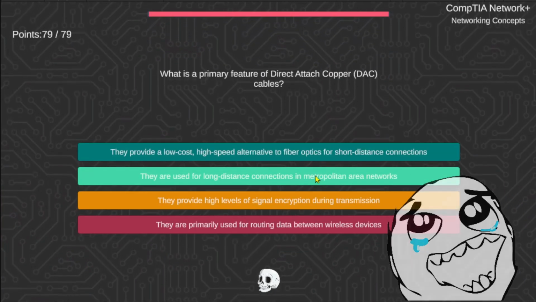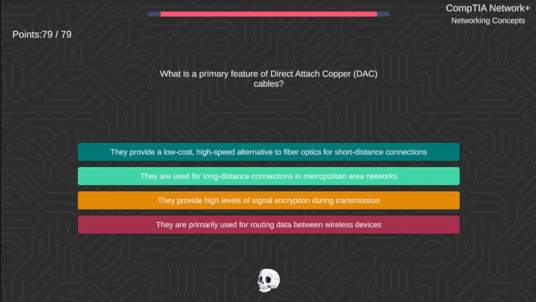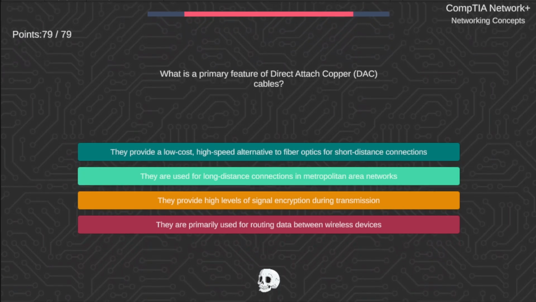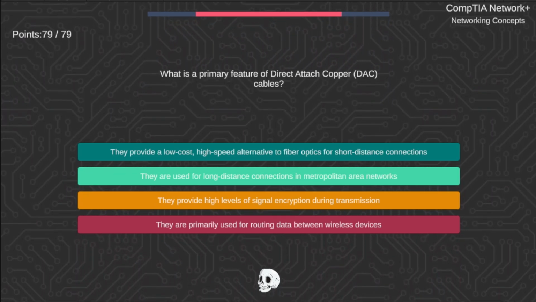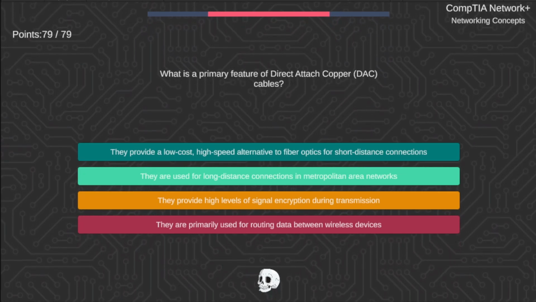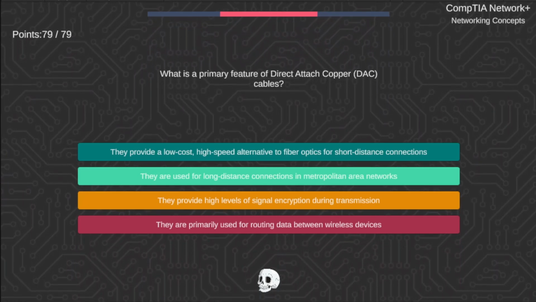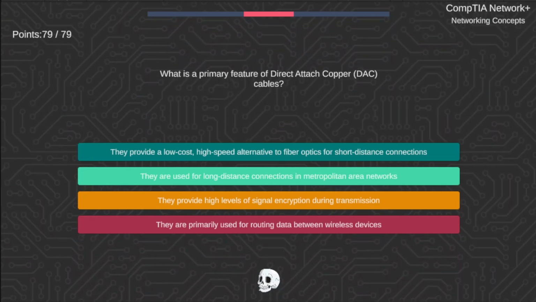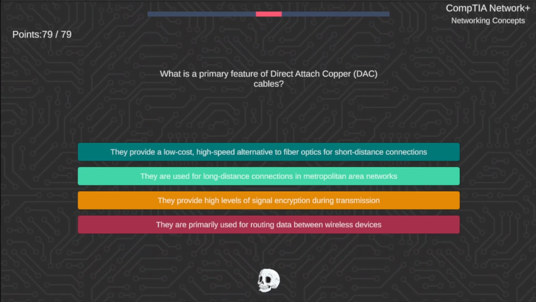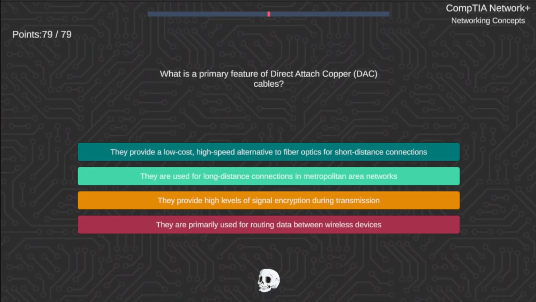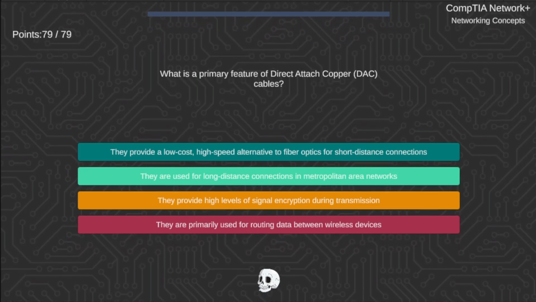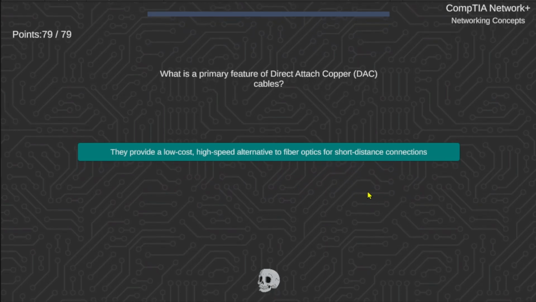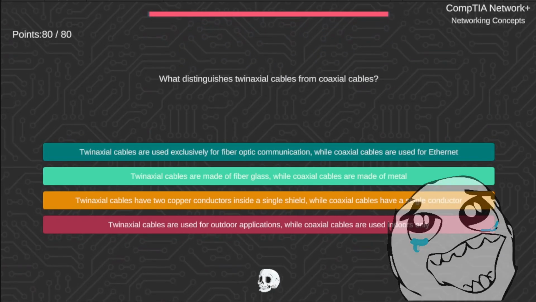paths for shorter distances. What is the primary feature of direct attach copper or DAC cables? They provide a low-cost, high-speed alternative to fiber optics for short-distance connections. They are used for longer distance connections in metropolitan area networks. They provide high levels of signal encryption during transmission, or they are primarily used for routing data between wireless devices. The primary feature of direct attach copper or DAC cables. Correct answer is they provide a low-cost, high-speed alternative to fiber optics for short-distance connections.